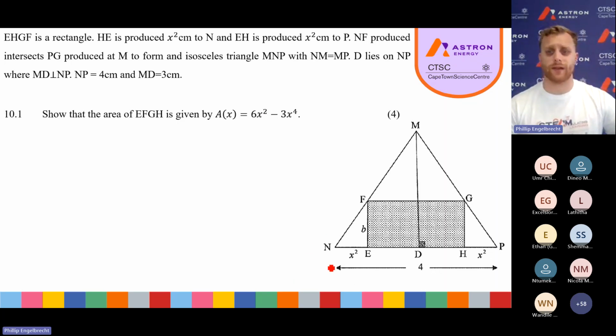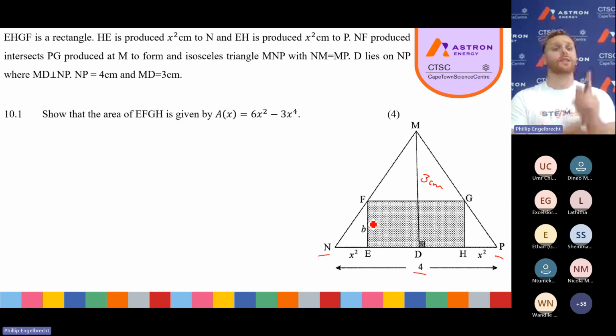They said that NP is 4 units, MD was 3 units or 3 centimeters. They said that N to E was x squared units and H to P was x squared units. And they also said that FE was B. And they said that FGEH is a rectangle. Okay. That's basically what they've said. So this is the information that they've given me. I'm not going to go into too much of the reading.